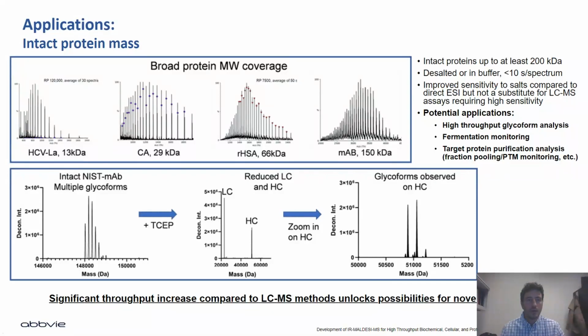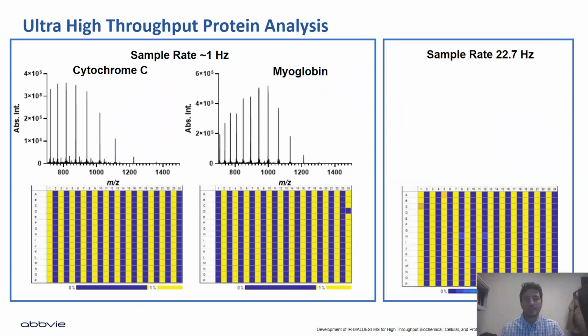Here's an example of high throughput protein analysis. On the left is data collected at 1 hertz, so 1 sample per second. You can see we have alternating columns of cytochrome C and myoglobin. We have the scale where yellow is 1% carryover. So you can see that we have less than 1% carryover in every single well except for 1 for myoglobin.